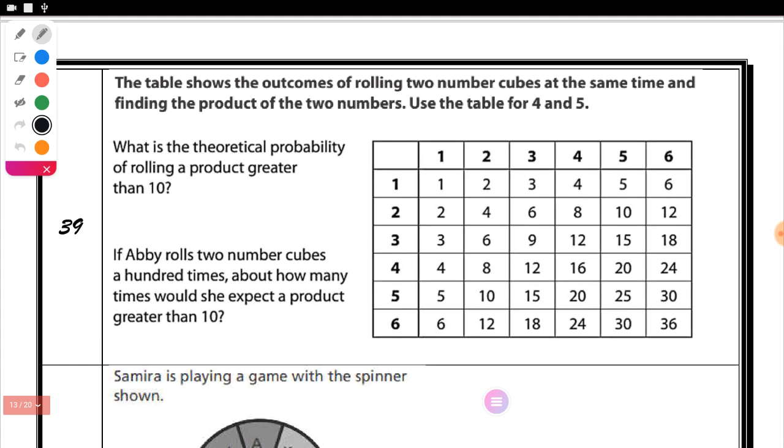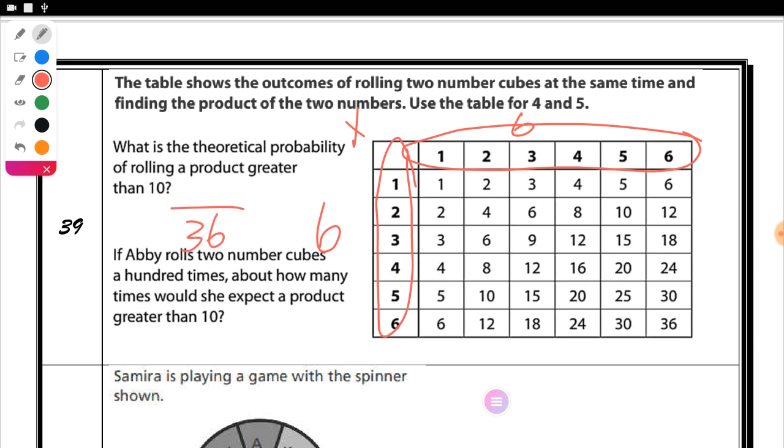The table shows the outcomes of rolling 2 number cubes. If you roll 2 number cubes, you can consider the first one as this row, and the second one as this column. Then we make this grid, or this table, which represents all possible outcomes. How to know the number of possible outcomes without counting? I have 6 results here and 6 results here, multiply them together, so the whole results are 36. So the denominator is always 36.